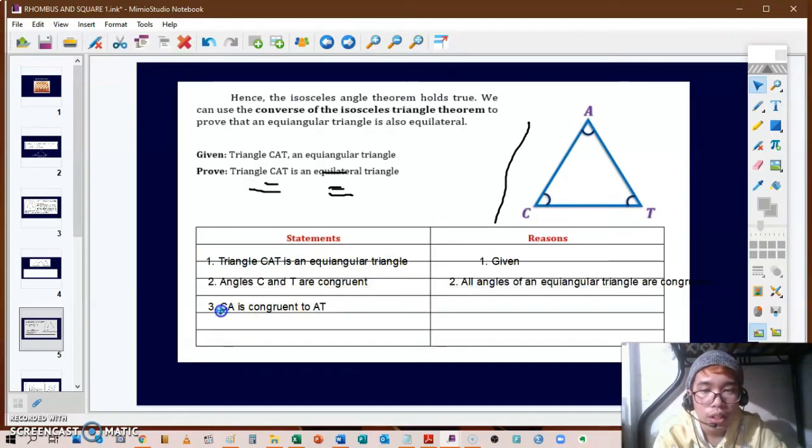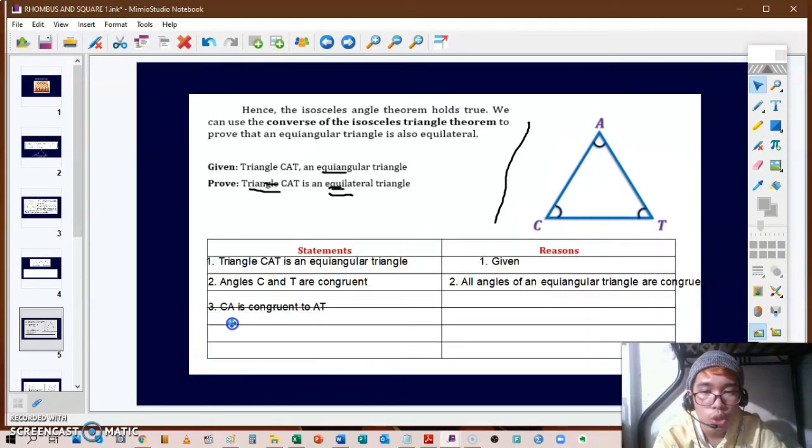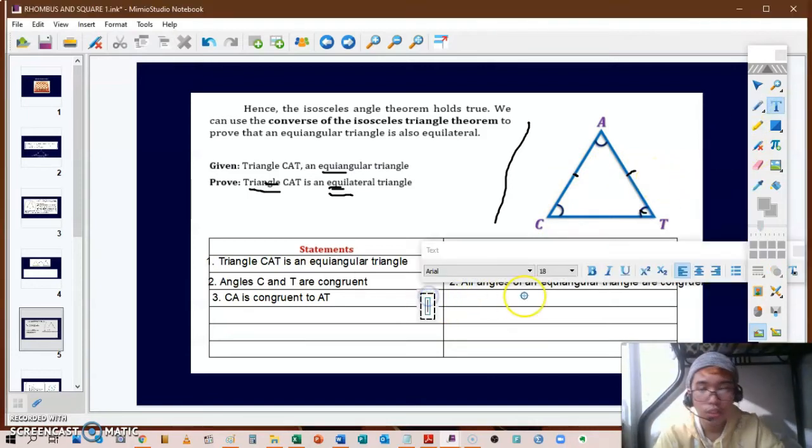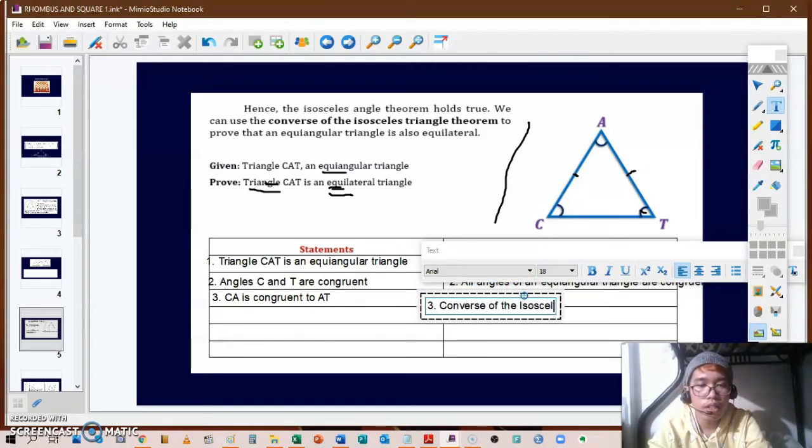And therefore, their opposite sides, which are CA and AT. The opposite of angle C is AT and the opposite of angle T is AC. So we can say that CA and AT are congruent to each other through the converse of the isosceles triangle theorem.